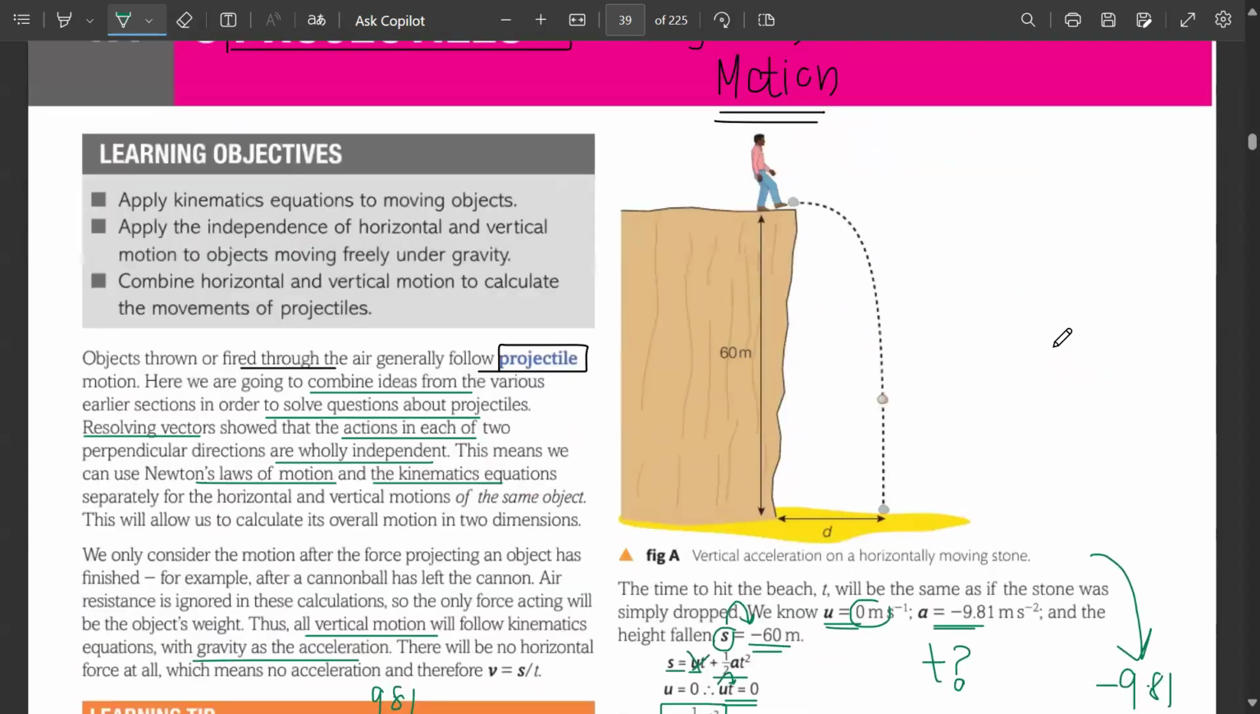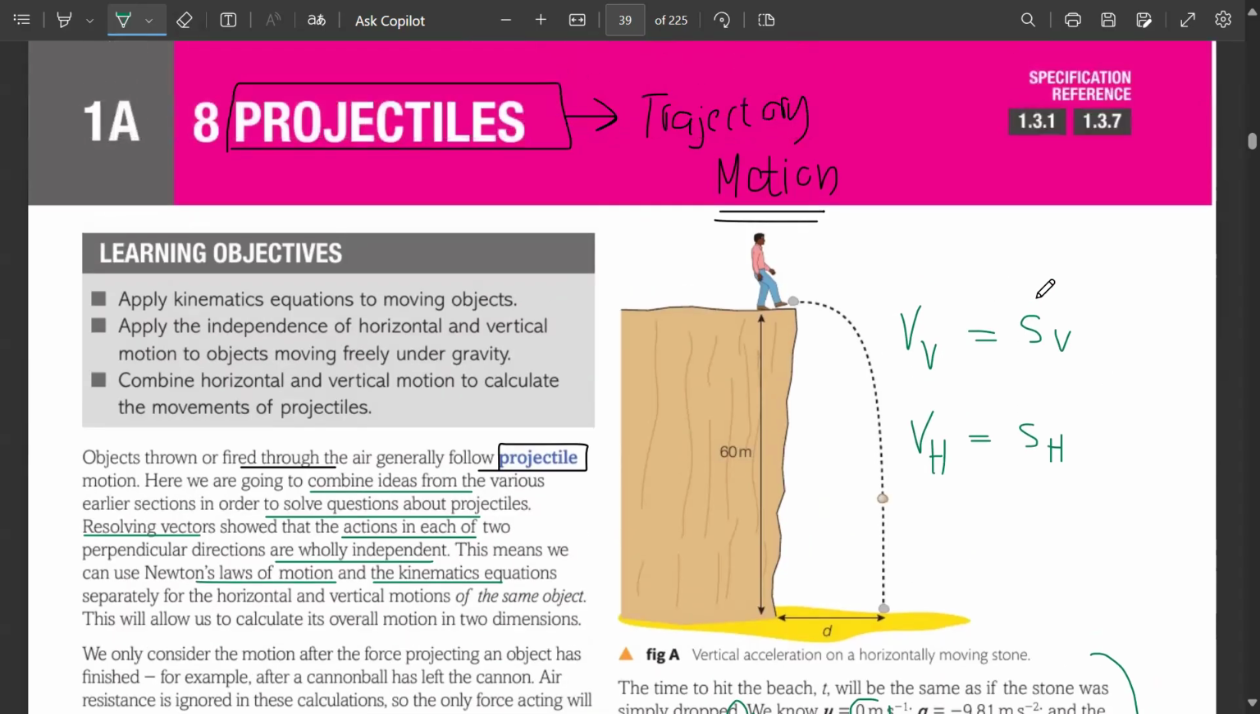But remember one thing that is very, very important. Whenever you have to calculate the vertical velocity, you always use the vertical distance. And when you have to calculate the horizontal velocity, you're always going to use the horizontal distance. Likewise, when you want to find the vertical displacement, you're going to use vertical velocity only. Vertical displacement means height. Height is a vertical displacement.